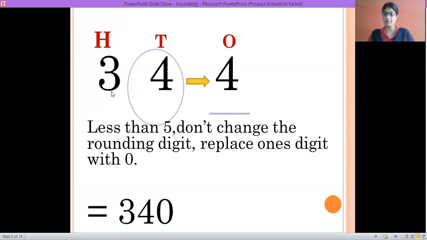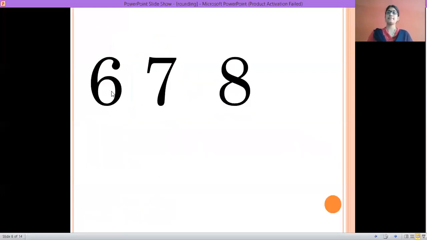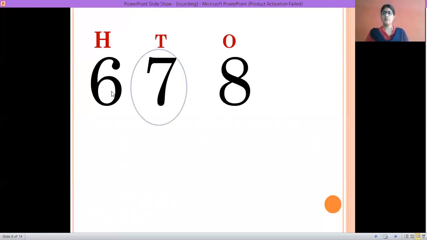Shall we see one more example? Yes. Now I have 678. We have to round this 678 to the nearest 10. So first what we'll do, children? We'll write the places of the digits. Yes. Next, we'll identify the rounding digit. As we are rounding to the nearest 10, the digit in our tens place is the rounding digit. Now, we'll not do anything to the rounding digit. We'll just move to the right side of this rounding digit. What is that? That is 8. So, this 8 we'll consider.